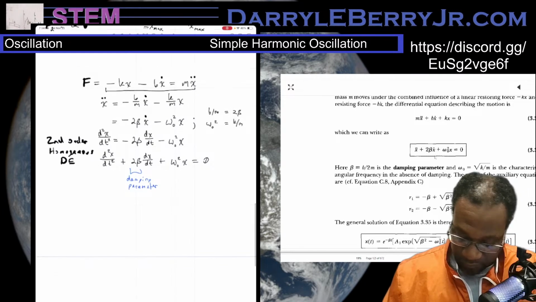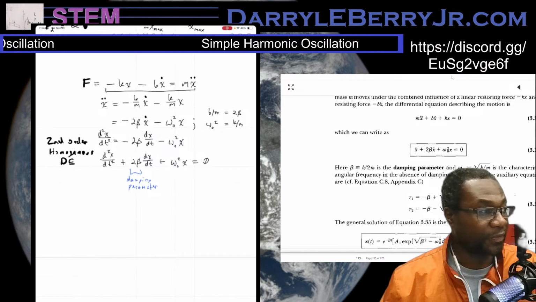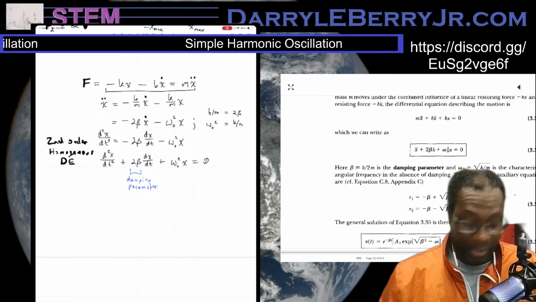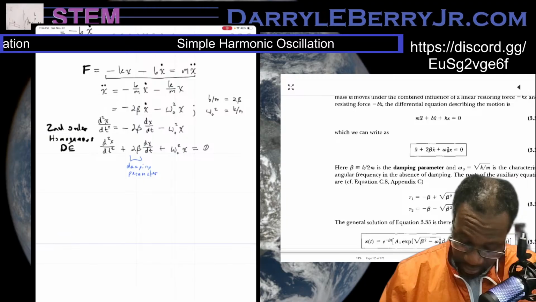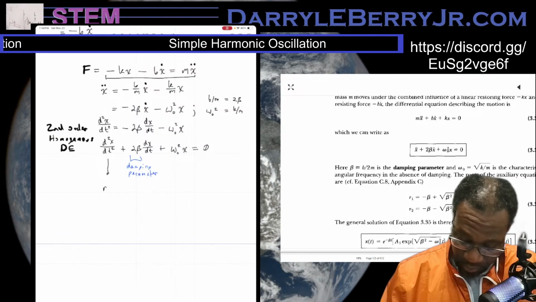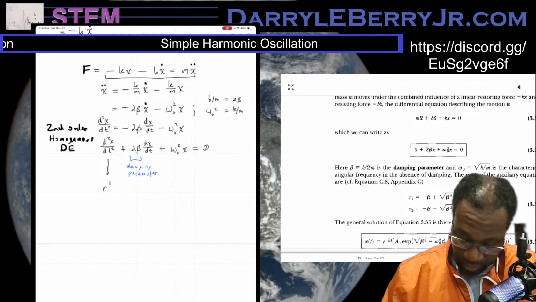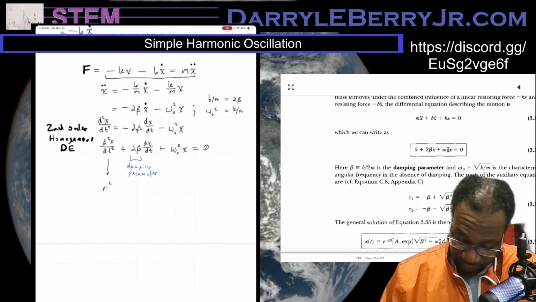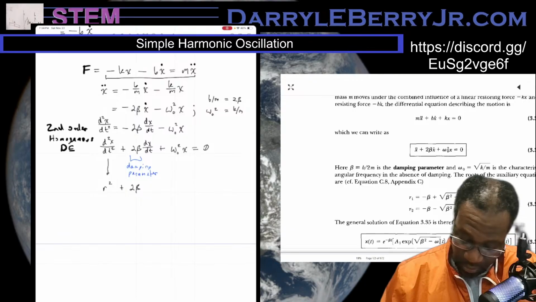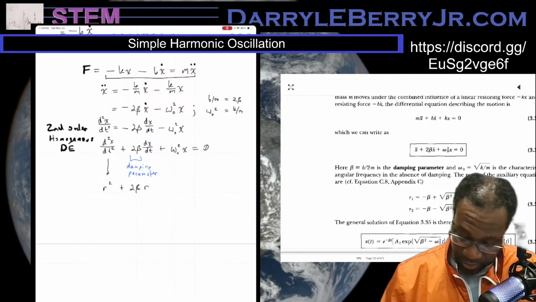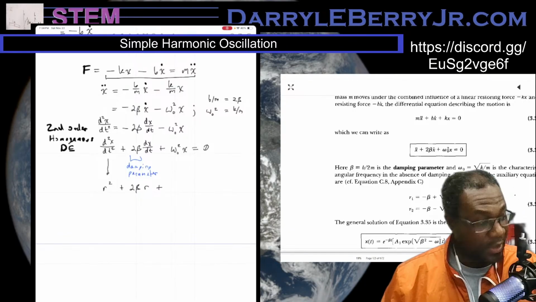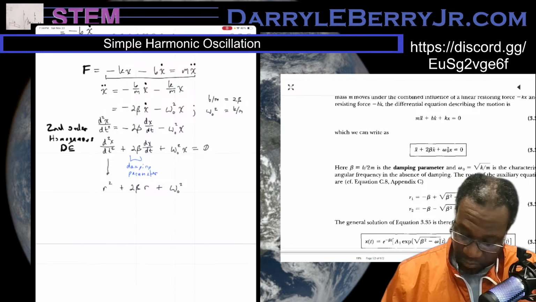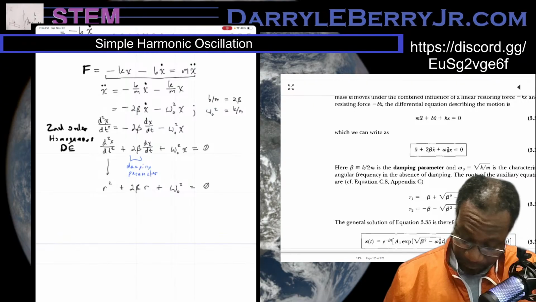All right, so we'll go ahead and solve this. The way that we solve this is we do what's called an auxiliary equation, where we take the second order term and just call it r squared. We have the first order term, which is 2 beta r. And the zeroth order term doesn't get an r, so that just becomes omega naught squared equals 0.